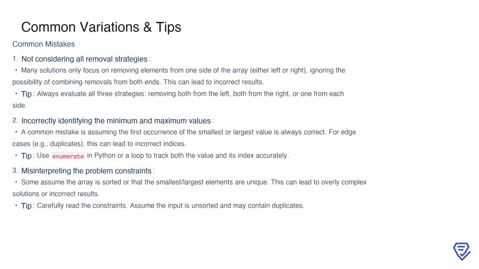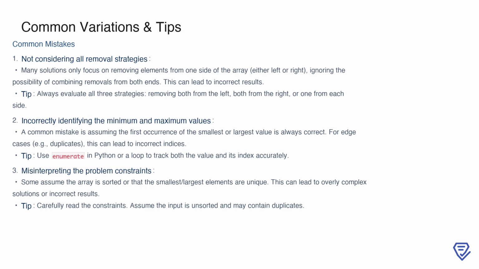When tackling this problem, there are several common mistakes to watch out for. First, many solutions neglect to consider all possible removal strategies. It's not enough to only think about removing elements from one end of the array, you also need to evaluate the option of removing elements from both ends. This ensures that you account for the minimum number of operations. To avoid this, always compare all 3 strategies, removing entirely from the left, entirely from the right, or a combination of both.